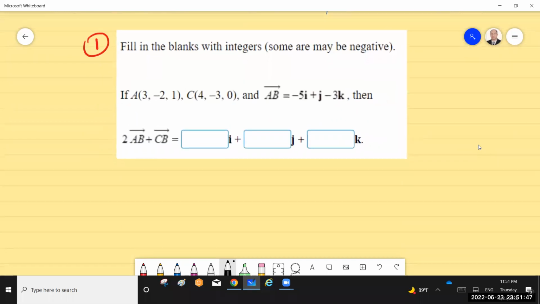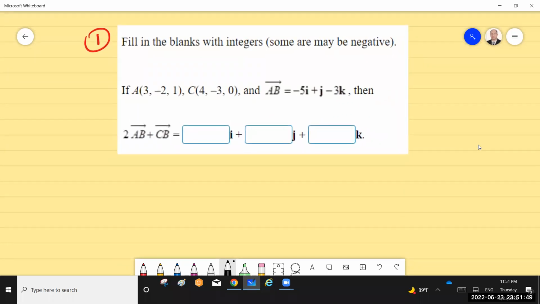Let's start question number 1. Fill in the blanks with integers. Some may be negative. I have the coordinates of points A and C, and the vector AB is given. From this vector, we can find the coordinates of point B. For example, the vector AB is simply OB minus OA.